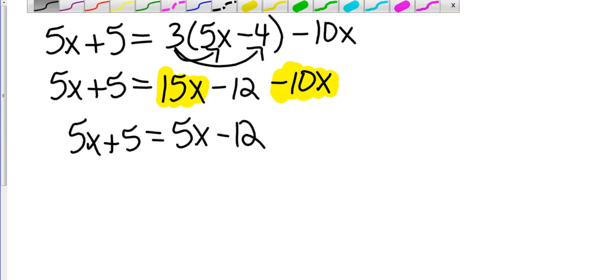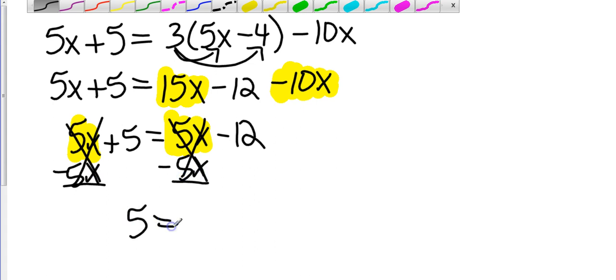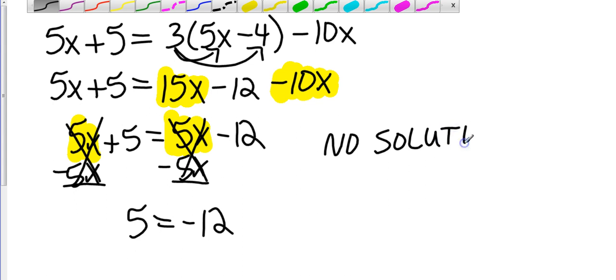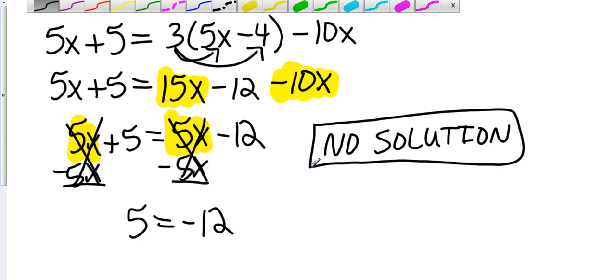Now, here's my situation. I have the exact same thing on both sides. So no matter which one I take, if I subtract, they both cancel, which leaves me with an answer of 5 equals negative 12. Obviously, 5 does not equal negative 12. So what this tells me at this point is that there is no solution. Which means there's not a single number I can put in there that would make that work.